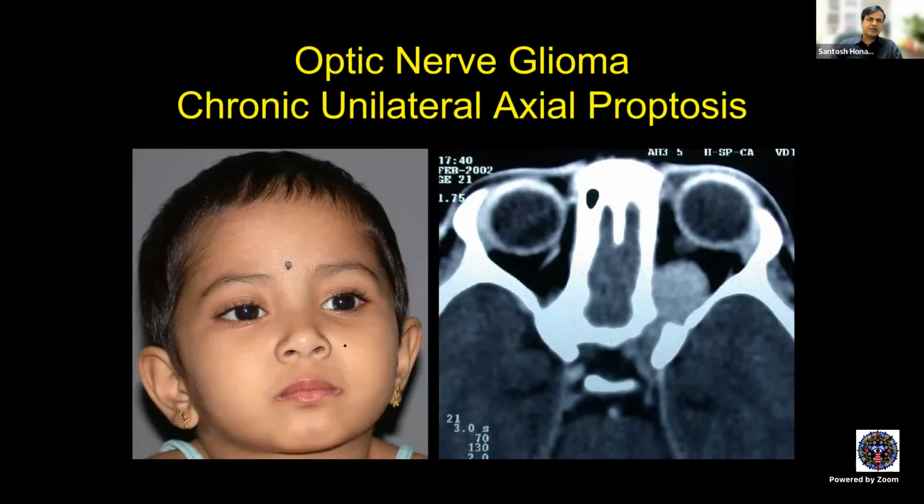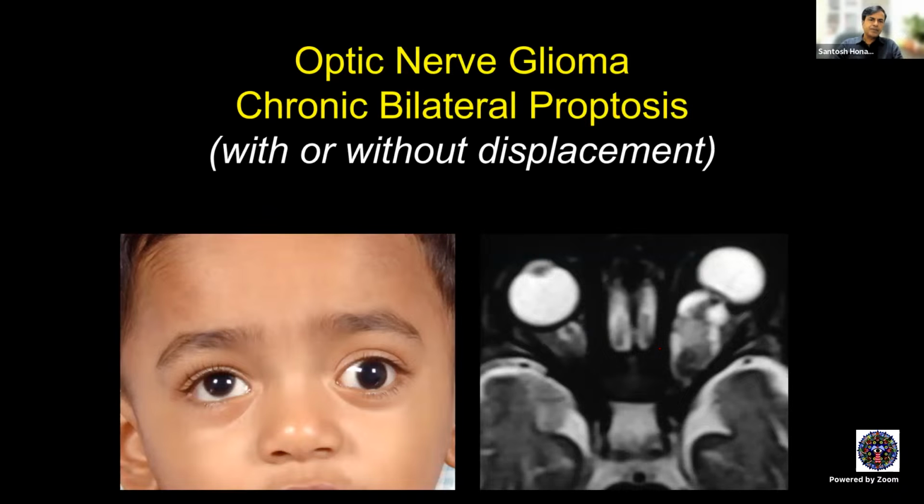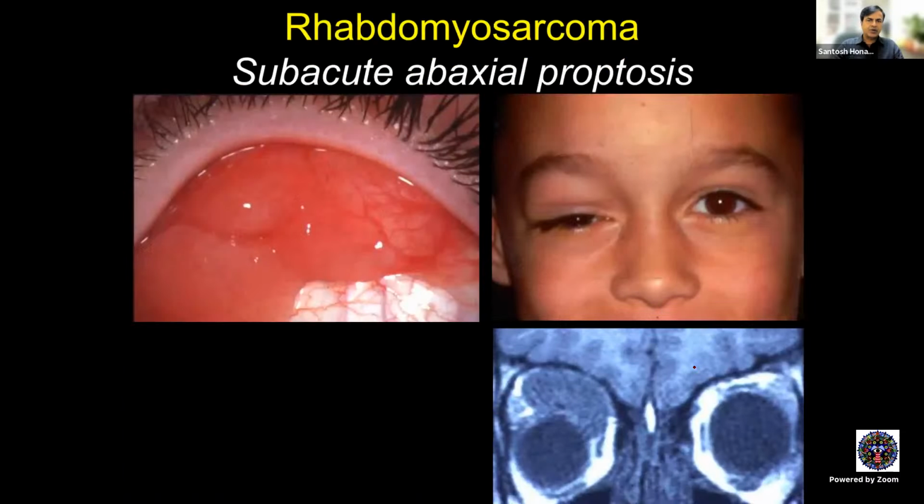This is a child with mild axial proptosis of the left eye, very mild, no sign of neurofibromatosis otherwise, and optic nerve glioma with intracranial extension. Here is a child with bilateral proptosis; I was talking about abaxial proptosis. The child is looking up slightly with the left eye, not looking straight. You can see that the left eye is displaced slightly down. That's mainly because this tumor is so large that it has grown in a particular area more than the other, causing some amount of displacement. So for chronic bilateral proptosis, with or without displacement, I would still consider optic nerve glioma as the differential diagnosis.